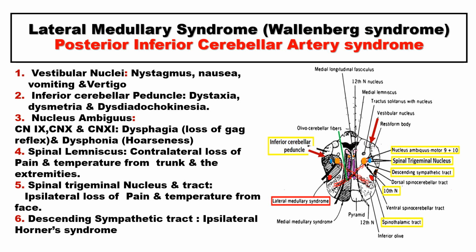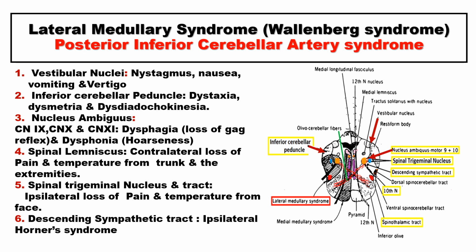The second is the involvement of the inferior cerebellar peduncle. It can cause ataxia, dysmetria and dysdiadochokinesis. The third important involvement is the nucleus ambiguus, which is located in the reticular formation, and involvement of this nucleus affects cranial nerves 9, 10 and 11. It can cause dysphagia, loss of gag reflex and dysphonia, that is hoarseness of the voice.